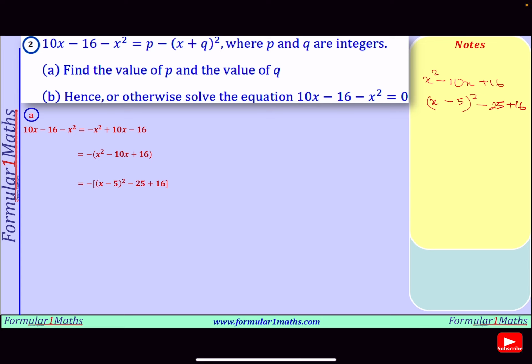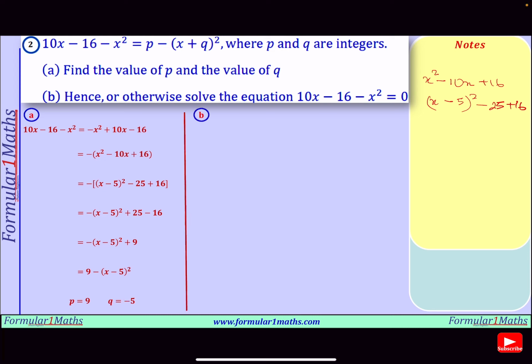So I'll get this. Now I can expand the brackets by multiplying minus 1 into the bracket to get this. Then 25 minus 16 is 9, so I get this. We need to write it in this form, so we go ahead and do that by writing it this way. So now we can see that it's exactly in this form, where p is 9 and q is minus 5.